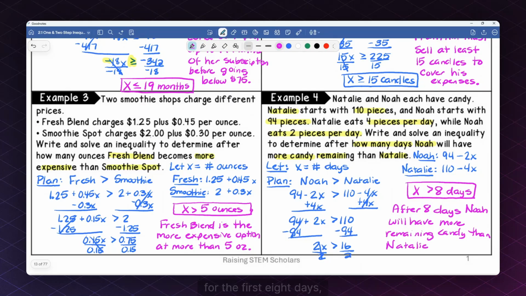So, you know, for the first 8 days, Natalie will have more. But then on day 9, Noah will have more because Natalie's eating her candy faster. I hope that helps, guys.